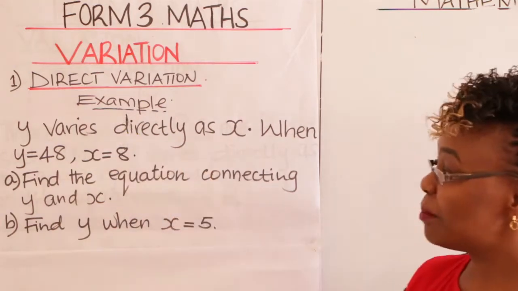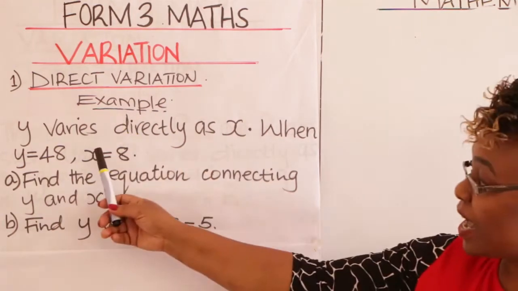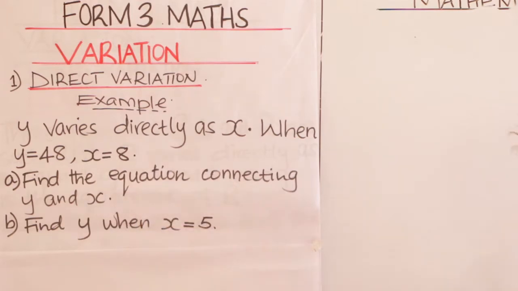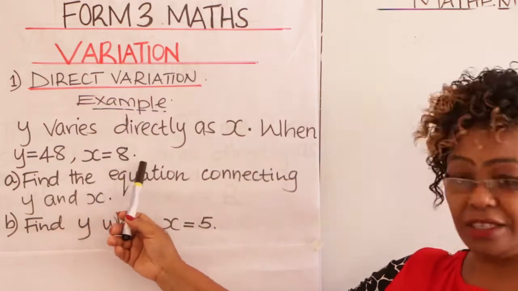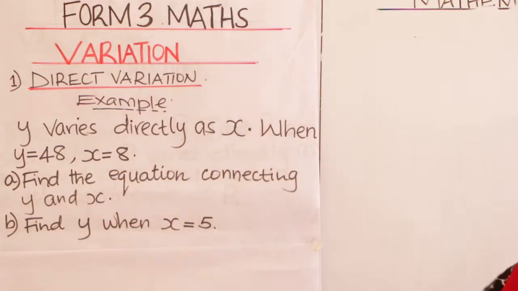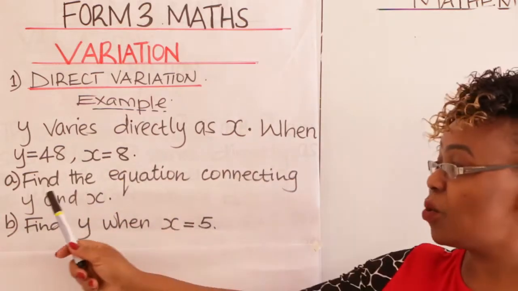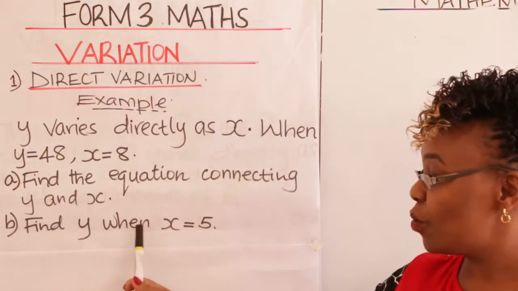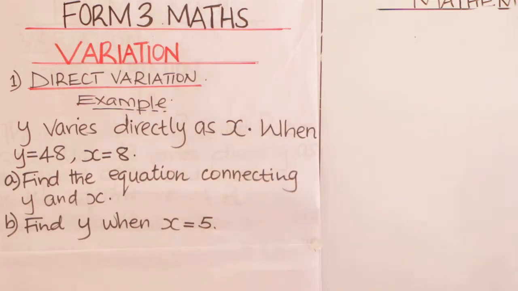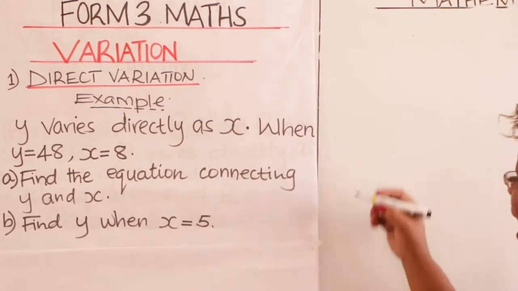So the first example here, learner. Y varies directly as x. When y is 48, x is 8. So the question: a, find the equation connecting y and x. b, find y when x is 5. So how do you go about that?